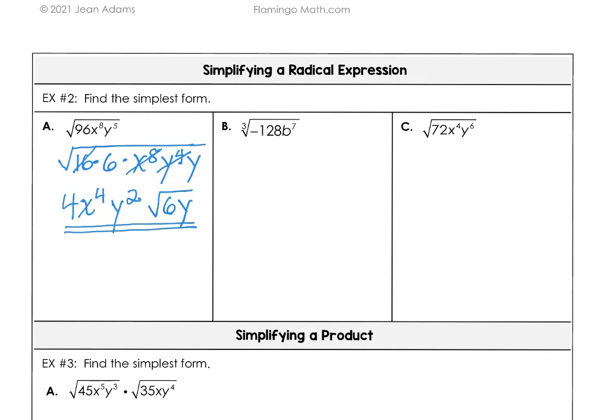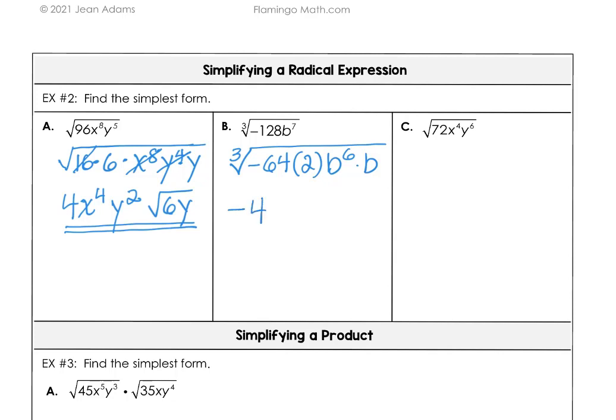In part B, it's a cube root, which allows us to have a cube of a negative number. So I could think about this as -64 times +2 times b to the 6 times b. Remember, I want to have a power on my variables that are divisible by the index, and my index is 3, so 3 divides 6 evenly, and 4 cubed is 64, so we have a perfect cube there.